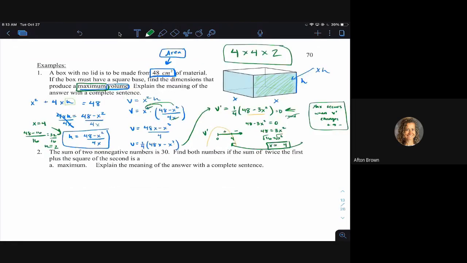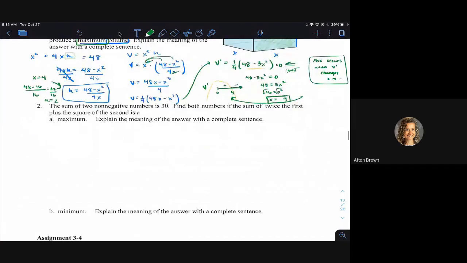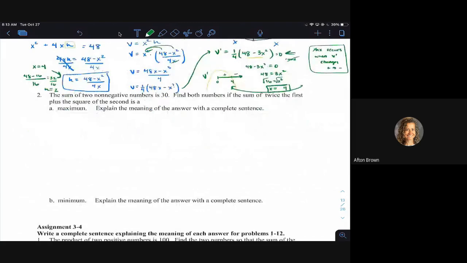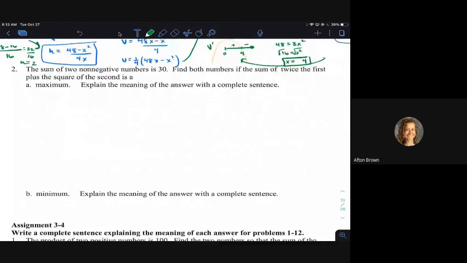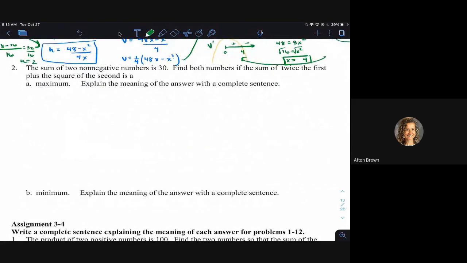Okay. Let's look at the next one. So the next example, they're just talking about some numbers. It says the sum of two non-negative numbers. Okay, what's the difference between saying non-negative and positive? So little side note.